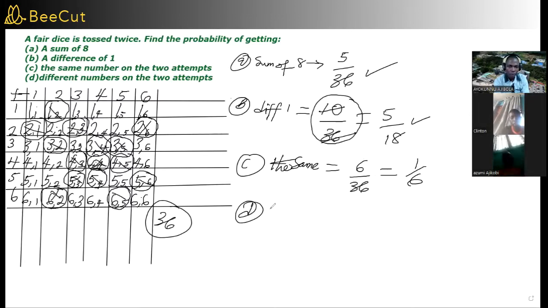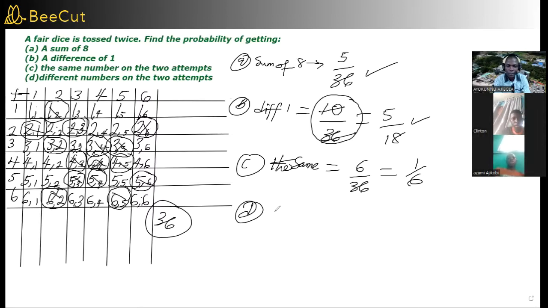Now, the last one. What do you think we should do for the last one? To count all the numbers that are different. But do you know there's another way to get that without counting? If we toss our 2 dice once, it is possible we get the same number, and it's also possible we get different numbers. Is there any other thing possible apart from those 2 occurrences? No, sir. Then the answer to this should be 5 over 6.